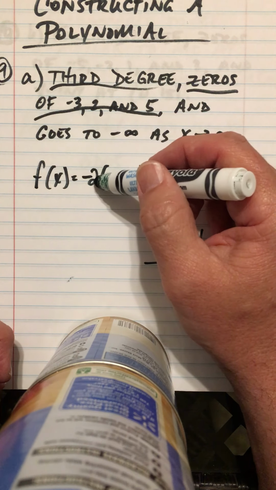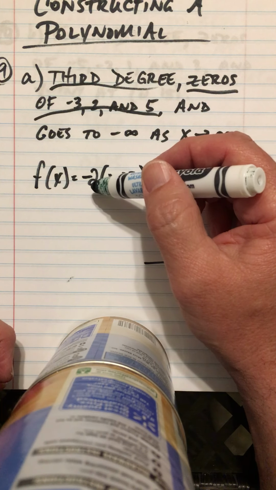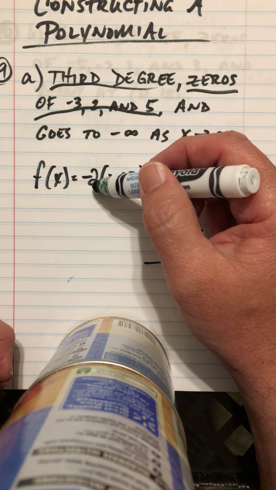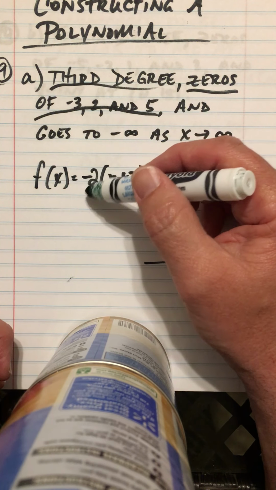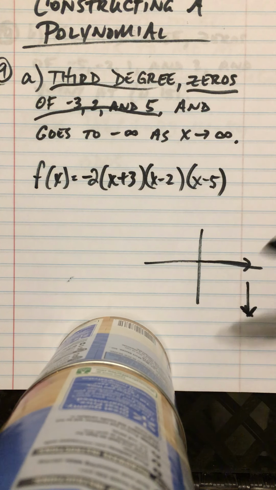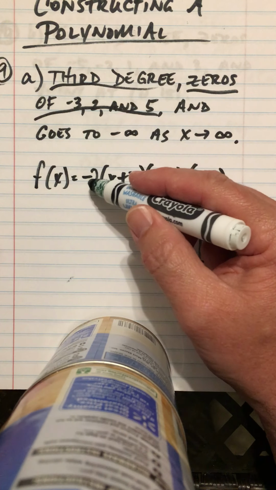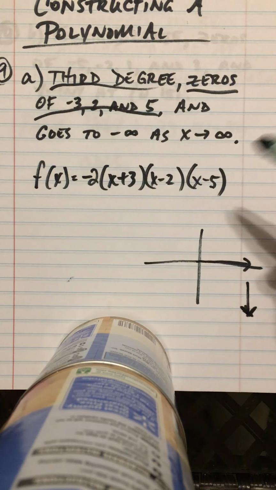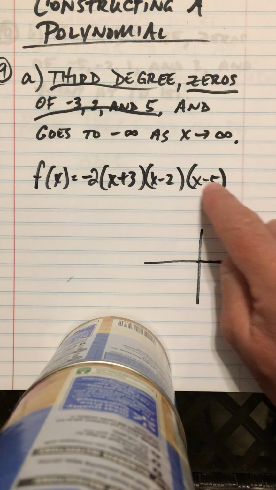This is not a root because it doesn't have anything to do with an x. Do you see that? The number sitting out here, if it doesn't have an x, it has nothing to do with another 0 or anything like that. So you can put any negative number you want right there and it answers this question. But your 3 roots are -3, 2, and 5. That's why you have to have those 3.